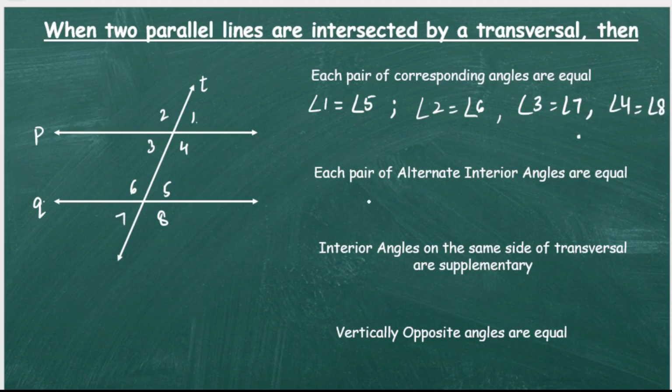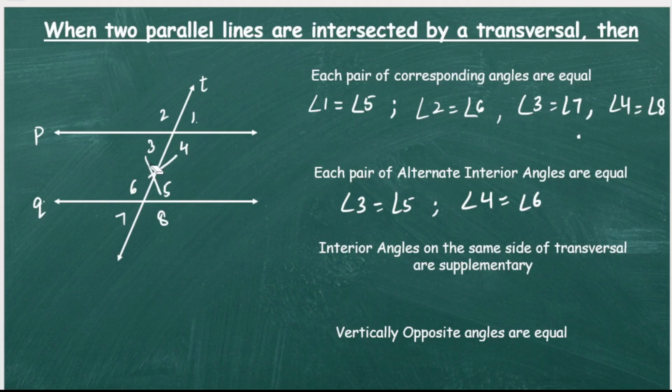My next relation is that each pair of alternate interior angles is equal. Which were the alternate interior angles? 3 and 5. So angle 3 is equal to angle 5, and then 4 and 6. Angle 4 is equal to angle 6.